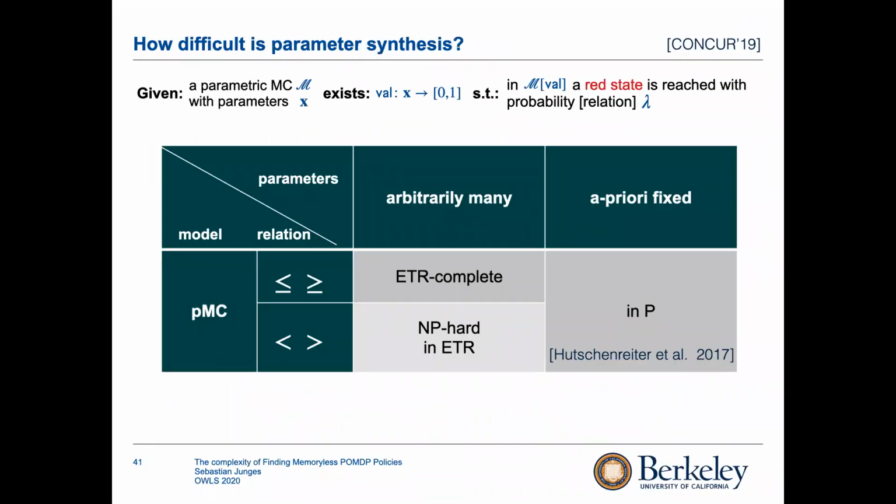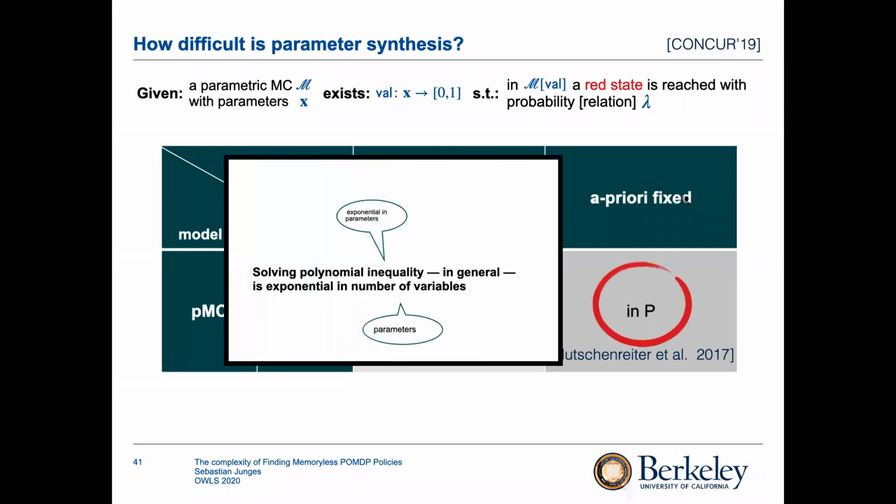So the landscape can be extended in several ways. For example, I said that often you have only a small number of parameters, and indeed the construction that I showed you before can help to establish that this complexity is in P for any fixed number of parameters. Because look here, the problem of solving a polynomial inequality is only exponential in the number of variables, which corresponds to the number of parameters. If I fix the number of parameters to be a constant, then it's no longer exponential.